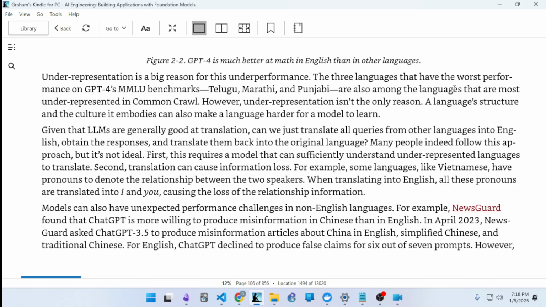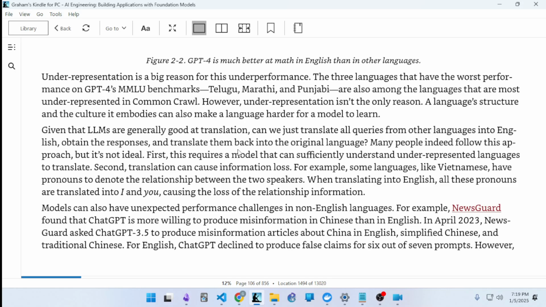Okay, these are also among the languages that are most underrepresented in Common Crawl. However, underrepresentation isn't the only reason. A language's structure and the culture it embodies can also make a language harder for a model to learn. Given that LLMs are generally good at translation, can we just translate all queries from other languages into English, obtain the response, and translate them back into the original language? Many people indeed follow this approach, but it's not ideal.